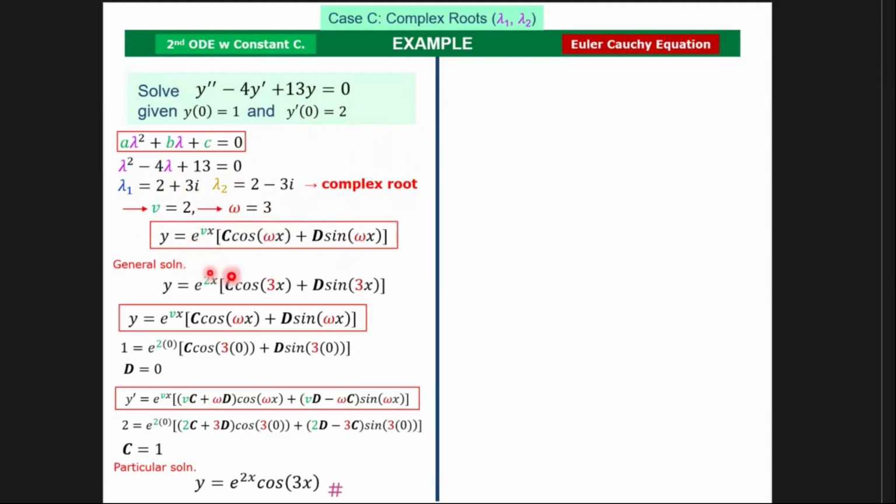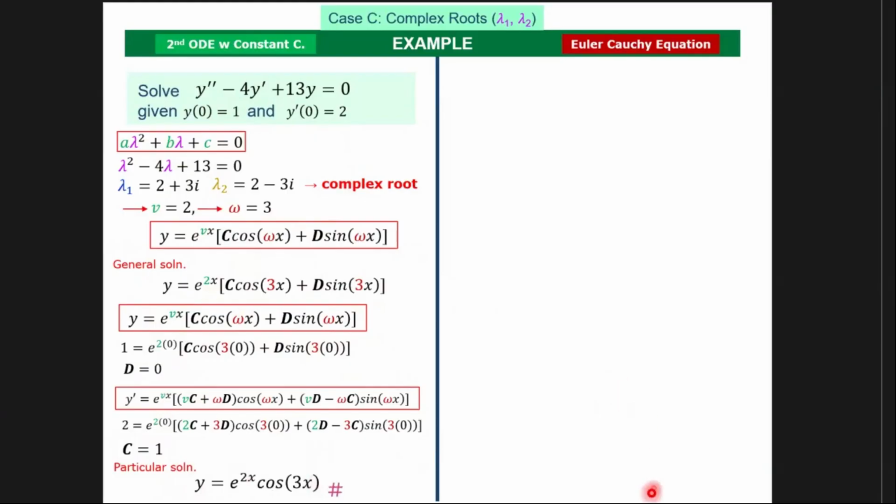Now, let's substitute the V and W into the general equation that I provided in the previous slide. Substituting V and W, you will get a general solution here. Given the initial condition, again, you can substitute the values of x and y and find the D value and C value. Substitute the D and C into the general solution. Then you will get the final answer of the particular solution.